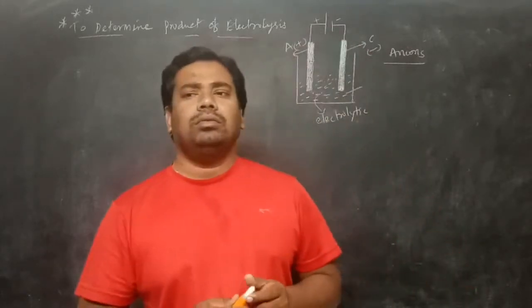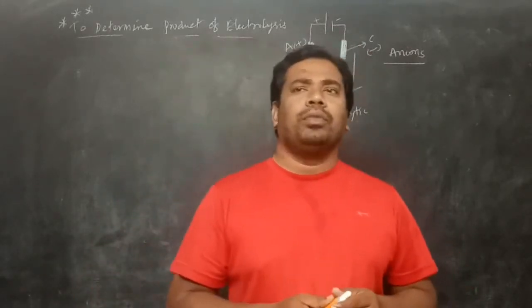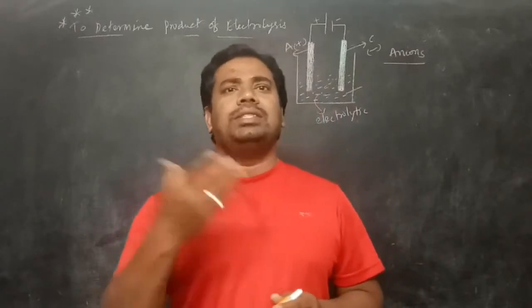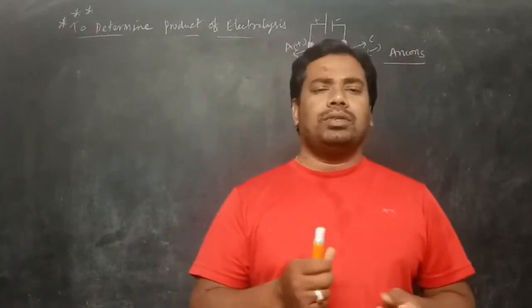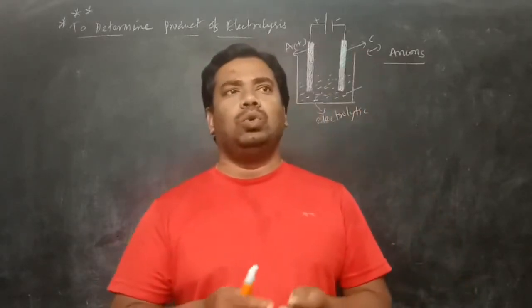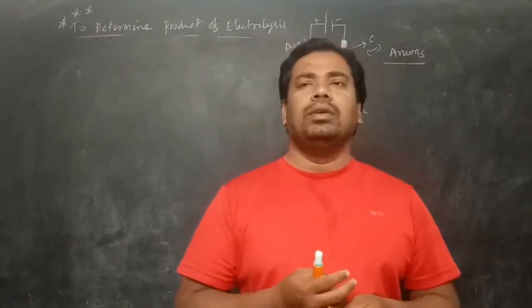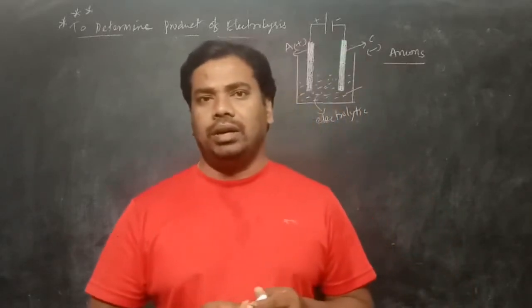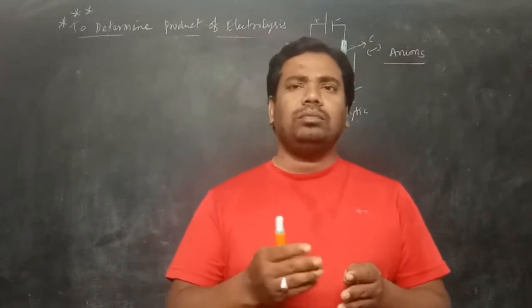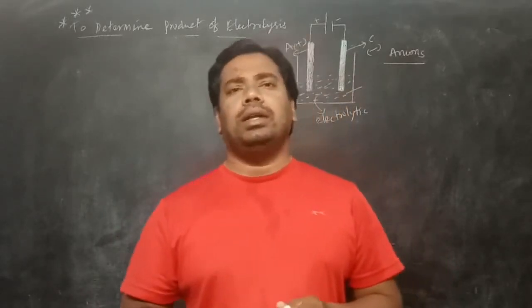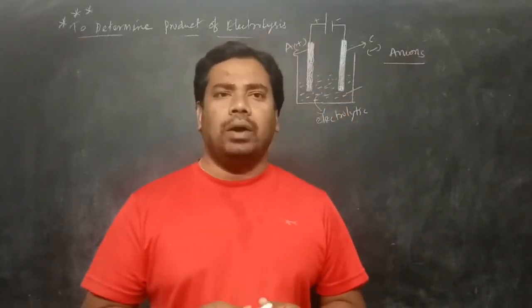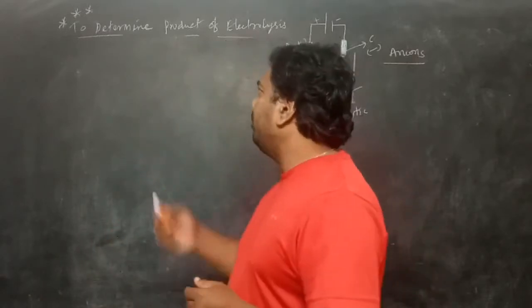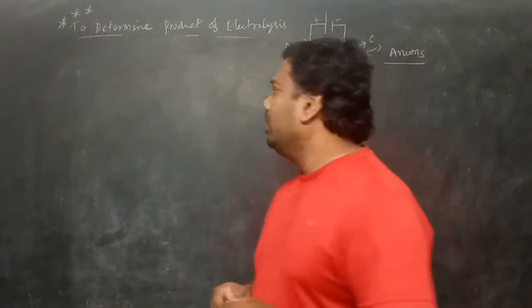Okay, so we will find out which metal ion is deposited. For example, when there is a competition between two ions, which ion is deposited, and also which anion is liberated at the anode. So we will see.